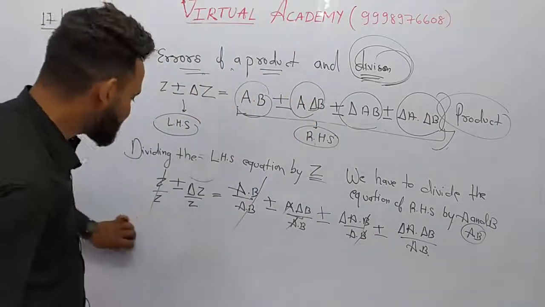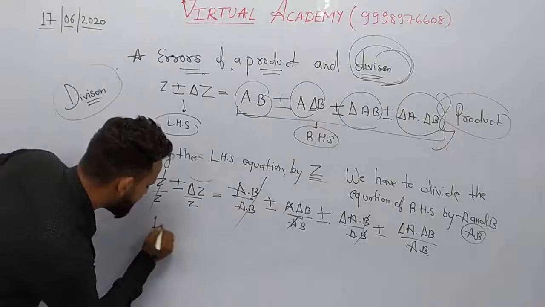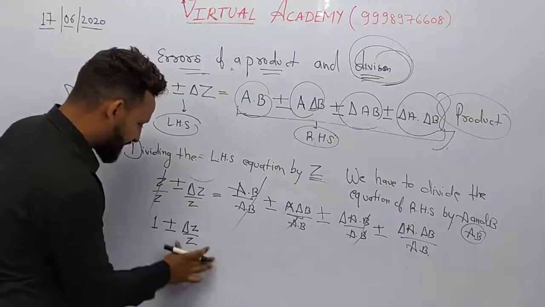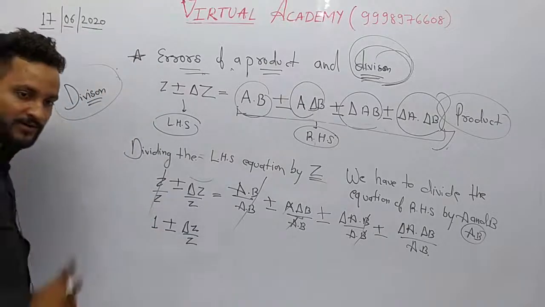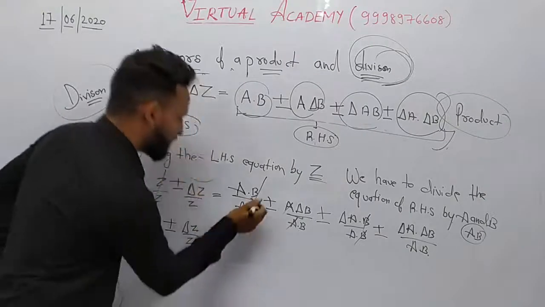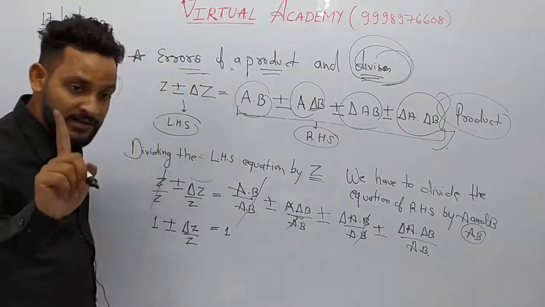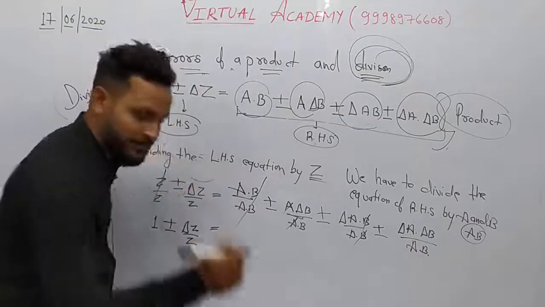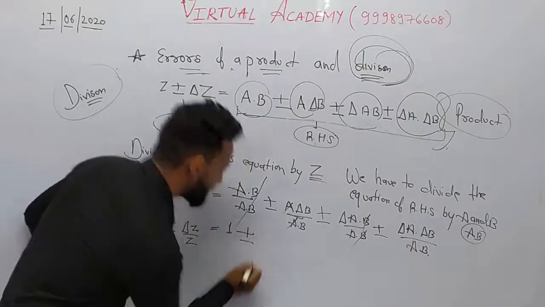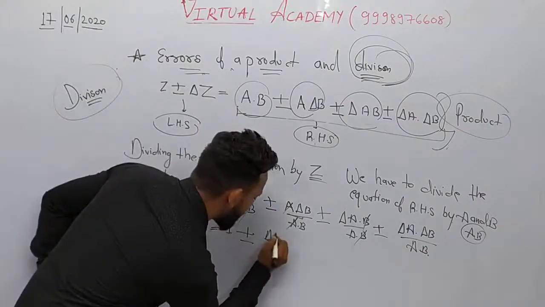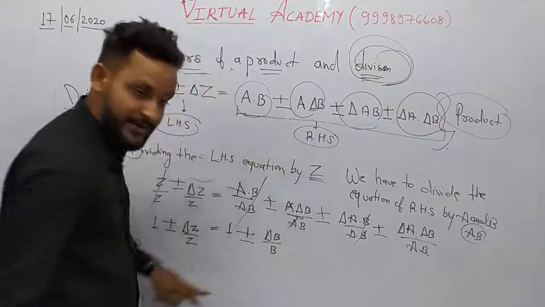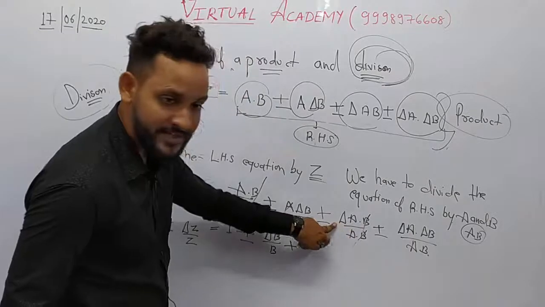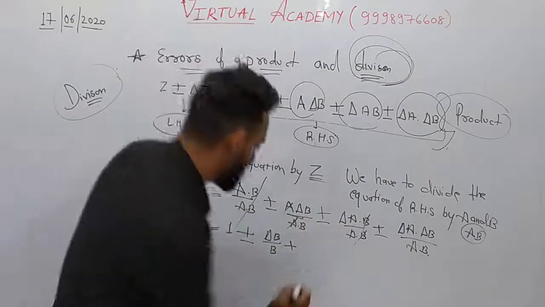Clear? So our equation becomes 1 plus minus delta Z upon Z. Clear? 1 plus minus delta Z, because Z divided by Z means 1. Now here the whole term is completed. There is only 1 remaining. What will remain here? 1. Now plus and minus, what will be here? Delta B upon B. Now what about the third term? B and B are cancelled, so the last term is delta A upon A.